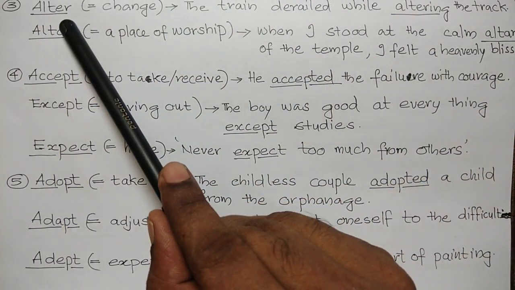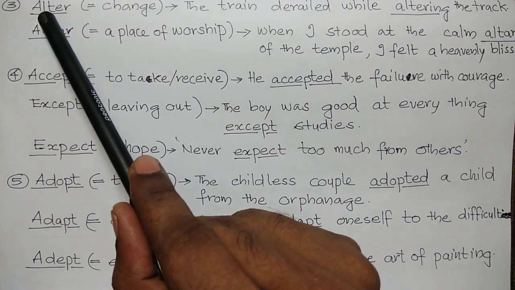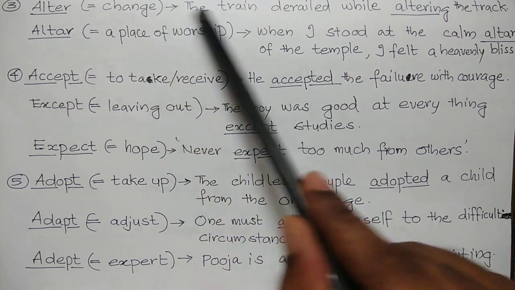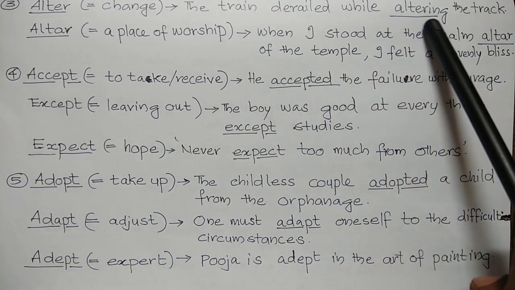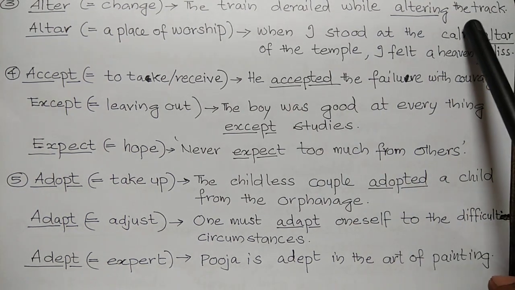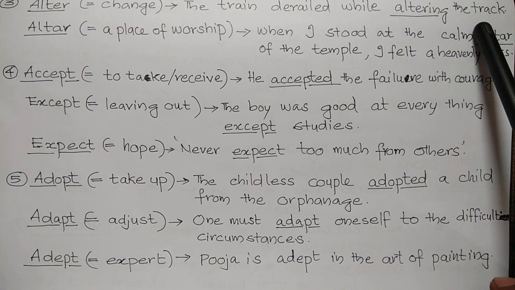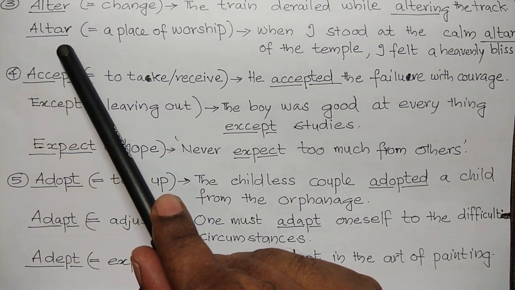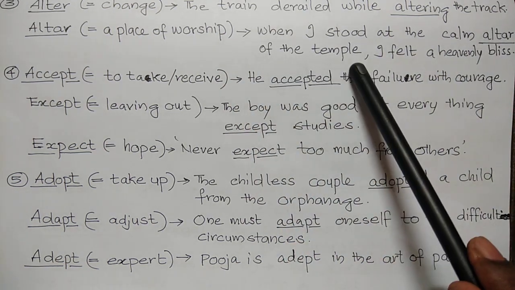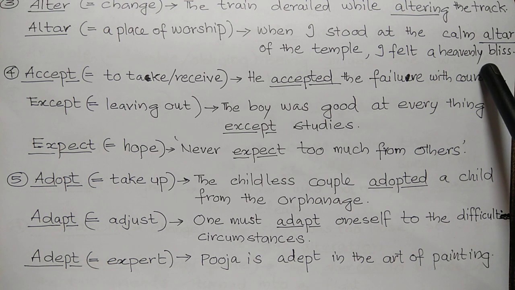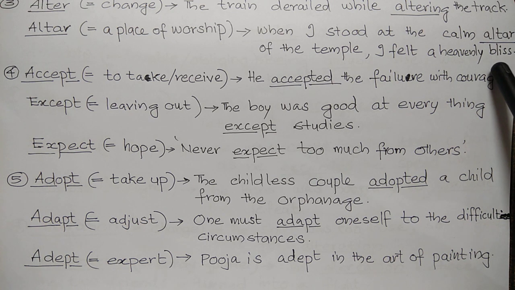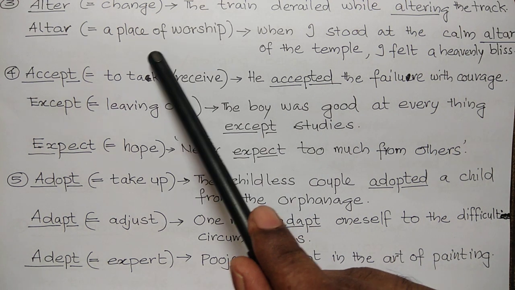Third one. Alter, altar. Alter means change. The train derailed while altering the track. That means while changing the track. But altar means different, a place of worship. When I stood at the calm altar of the temple, I felt a heavenly bliss. So here altar means a place of worship.